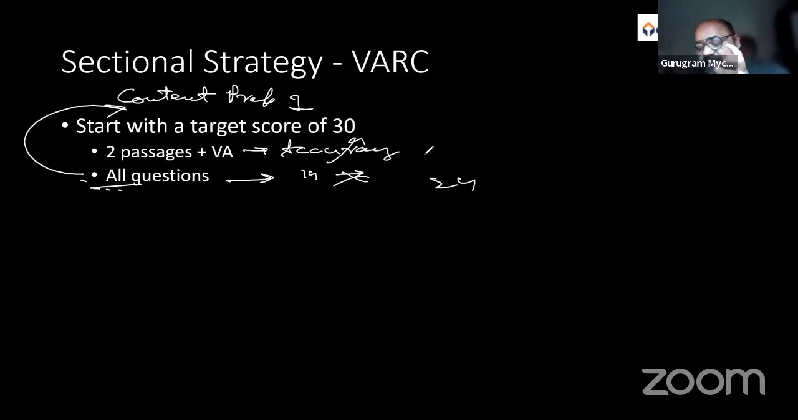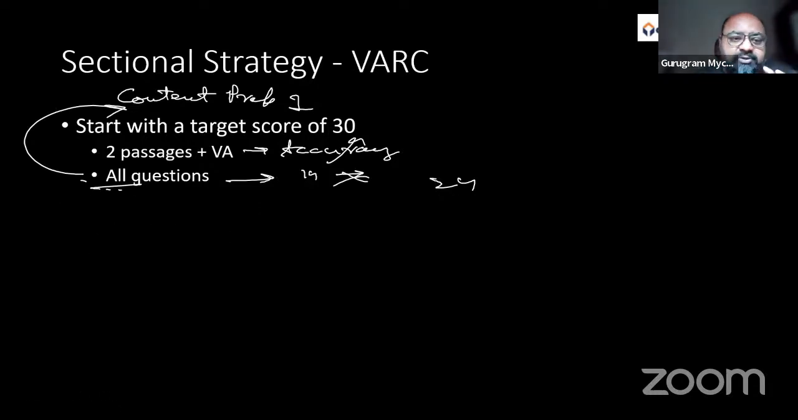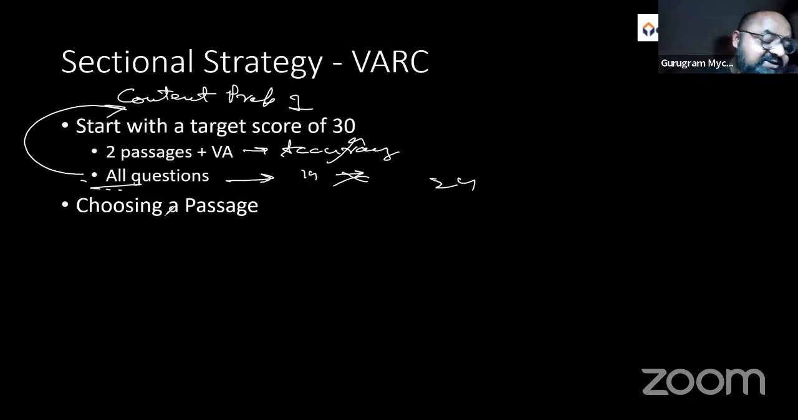The other approach is, if you're getting decent accuracy, then stop thinking of attempting the entire paper. At the outset, you look at the VA questions. How you divide the time in that case is, typically, okay, I'll come to the time division, but चलो time division पे आते हैं उसके बाद. हाँ, तो 2 passage और VA वाले में, how do you choose the passage?